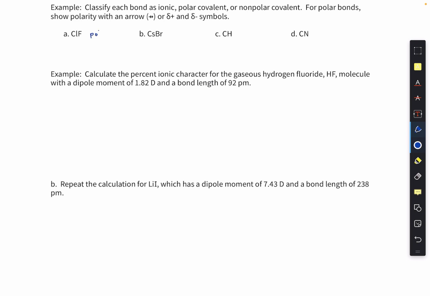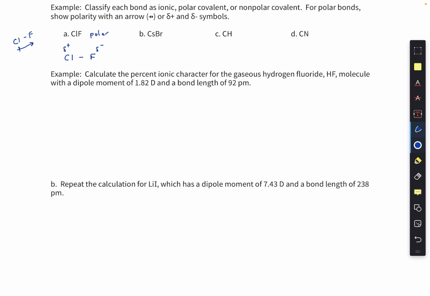This one is going to be polar because remember that we look for essentially our diatomic elements, and fluorine is always polar with everything else. And we know that fluorine has the highest electronegativity, so that is going to get the delta negative symbol. Chlorine is going to get the delta positive in this case. Remember, you could also use an arrow if you prefer. I'm not going to do all of these with arrows as well, but just to remember, you could also do it that way.